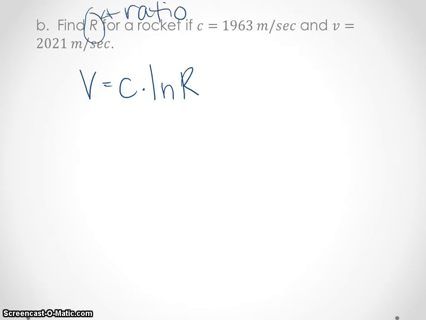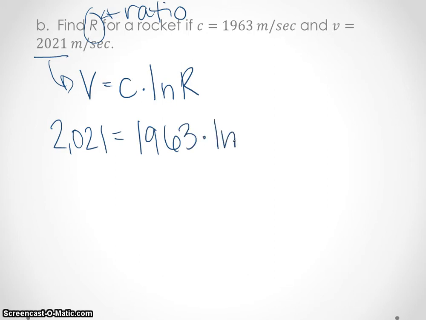So this is like saying, okay, well, we can work backwards and figure out what we need to have our rocket weighing before fuel and after fuel. So we're actually going to be working backwards here. We're finding R. We know C and we know V. So V's going in for V. So 2021. And then C is going to be 1963 times the natural log of R. And we're trying to figure out what the natural log of R is.